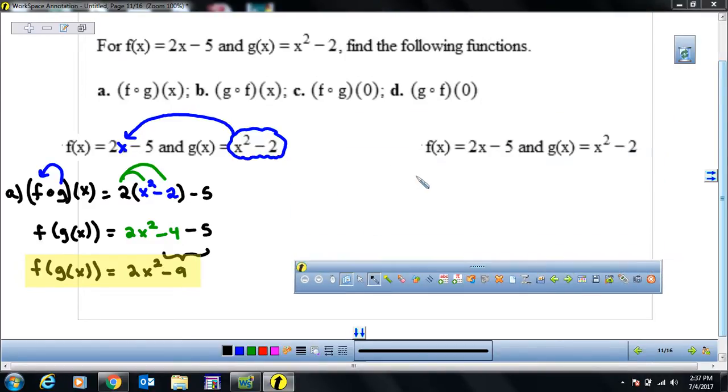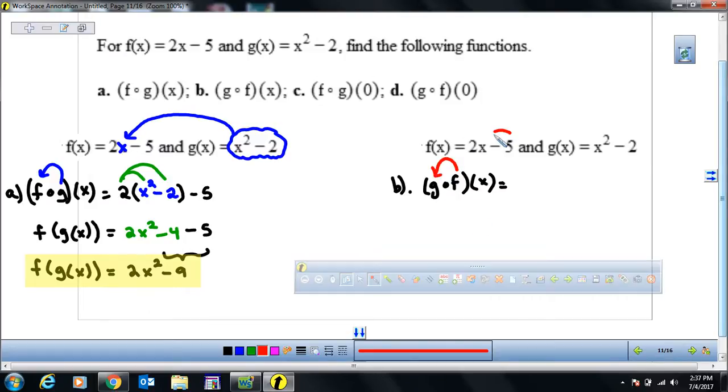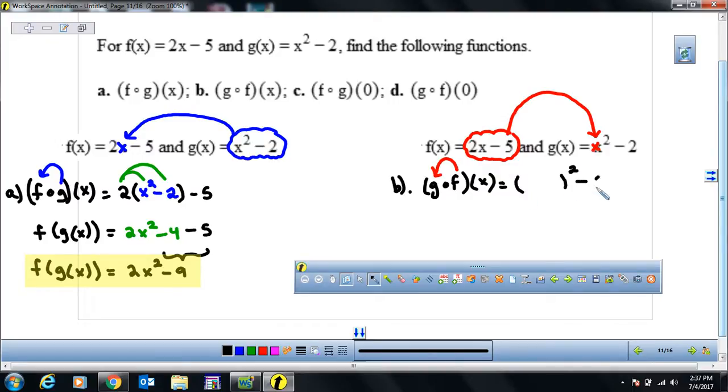Second, now we're going to do the other function. Now on letter B, we need to find the function g of f of x. What does it mean by this? That means that now we want to find the function g of f, which is going to be found by replacing the function f into the function g. So the function f, which is 2x minus 5, is going to be substituted into every x of your function g. So my function g of f is going to look like this: x squared minus 2. But instead of x, we're going to replace the x with the function f, which is 2x minus 5.